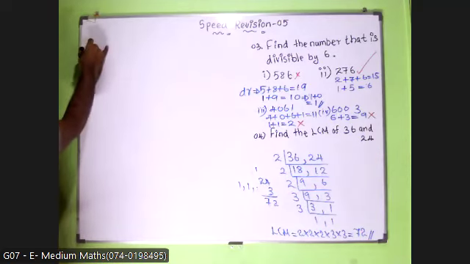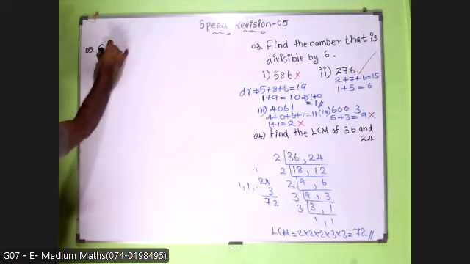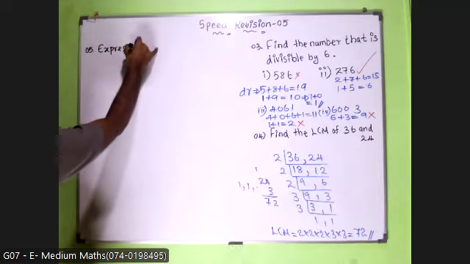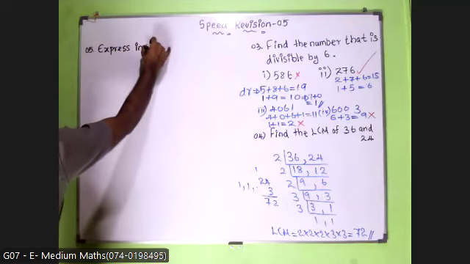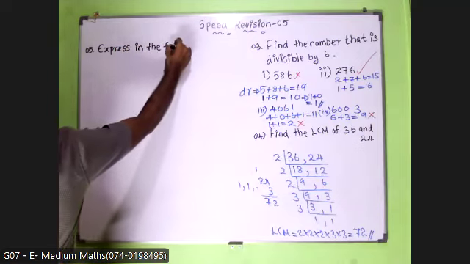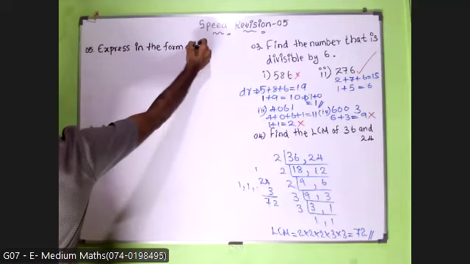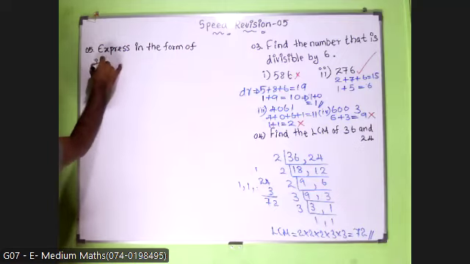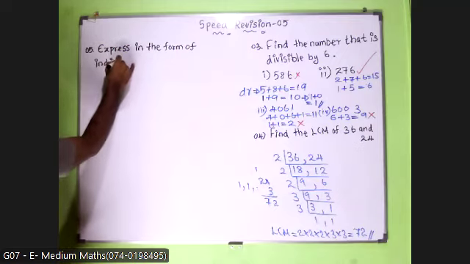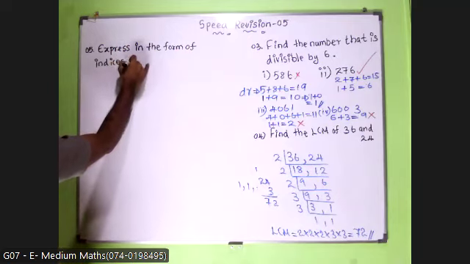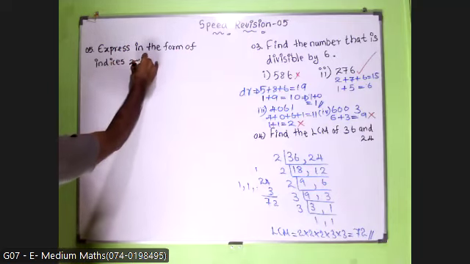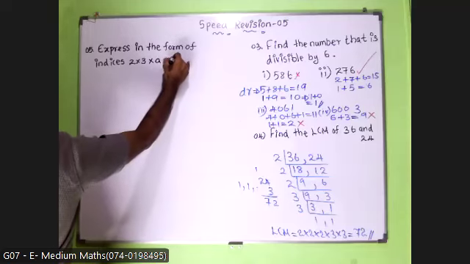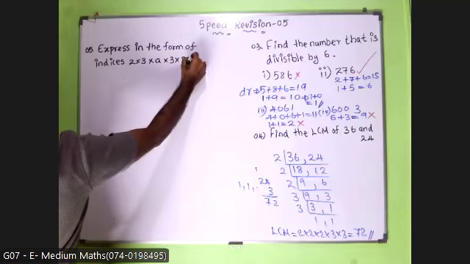Fifth one. Express in the form of integers. 2 times 3 times a times 3 times 2 times a.